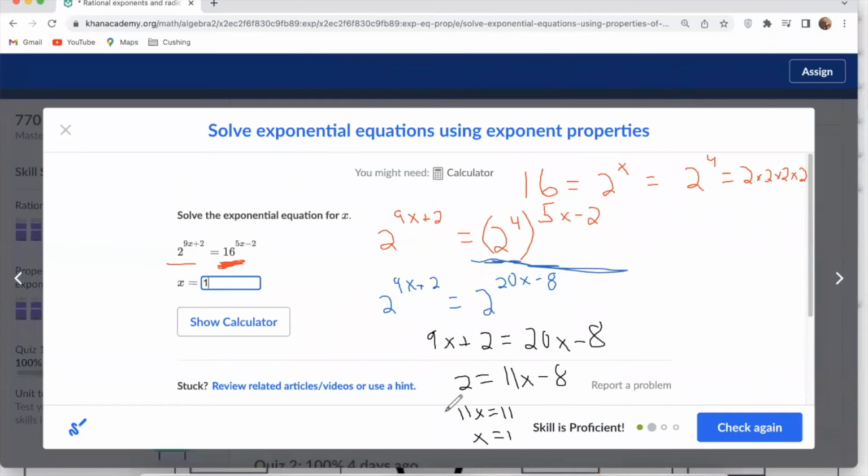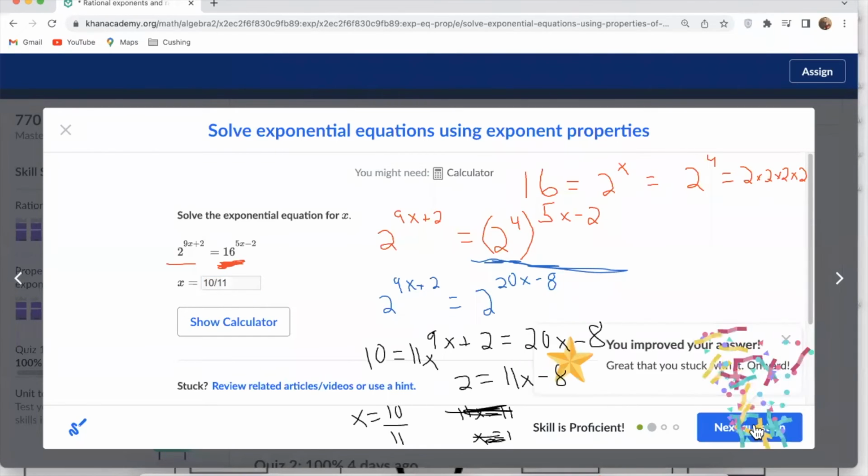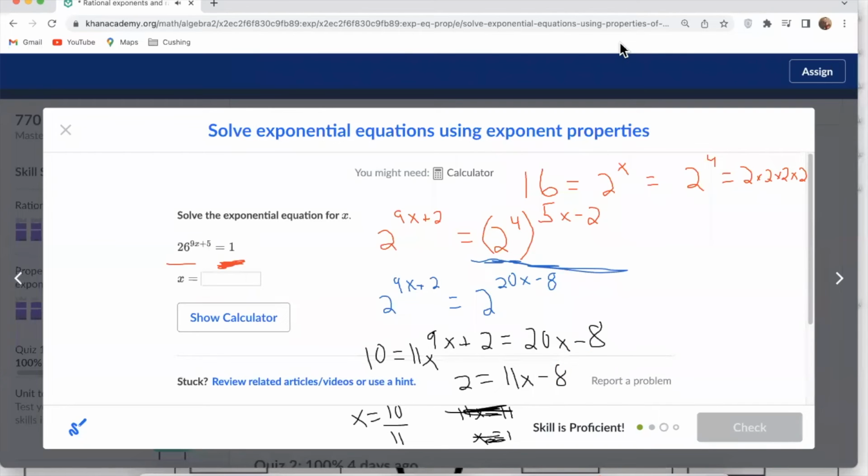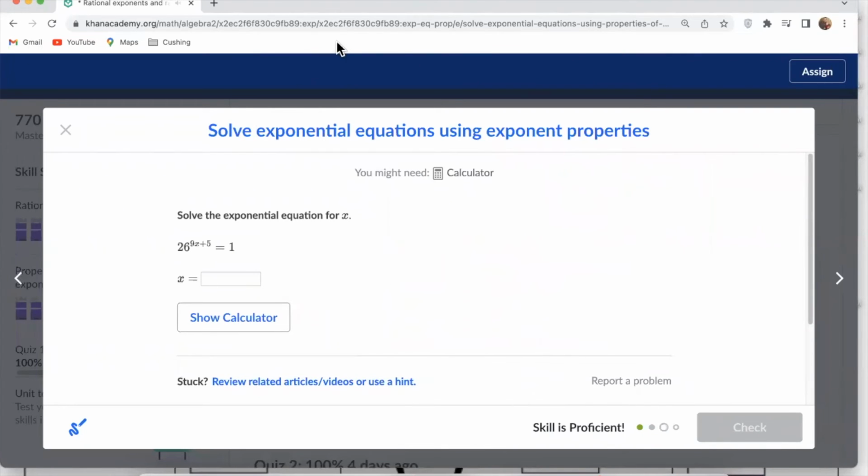My goodness, so go slow with this. This is not right. If I add 8, I'm going to get 10 equals 11x. Divide both sides by 11. I'll get x equals 10 over 11. So another example, don't be afraid of weird answers here. 10 over 11, and hopefully we get that right. There we go.